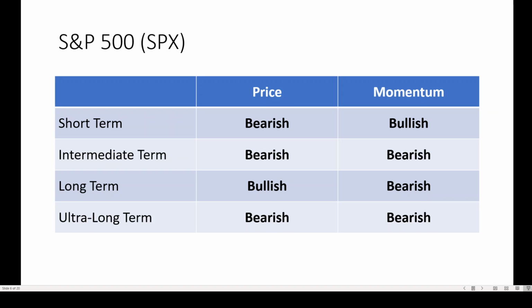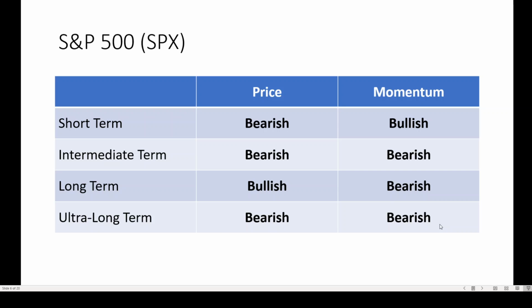Now, let's start with the S&P 500. Over the short term, we've got a bearish signal on price. Momentum is bullish, but over the intermediate term, we've got both bearish signals on price and momentum. Long-term price still remains a little bullish. Momentum is slowing down. That's bearish. And on the ultra long term, we're bearish on both signals.